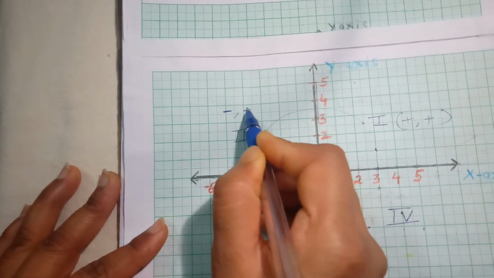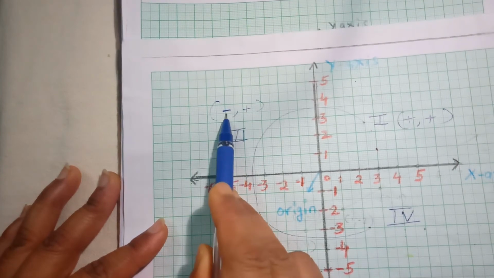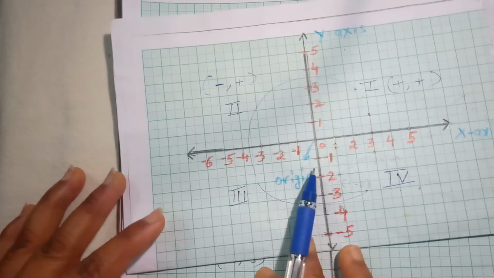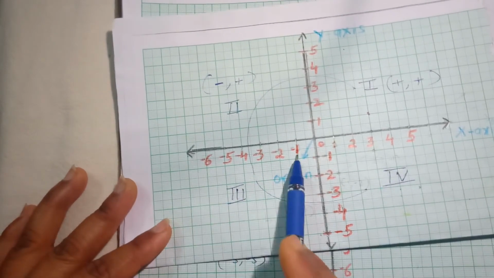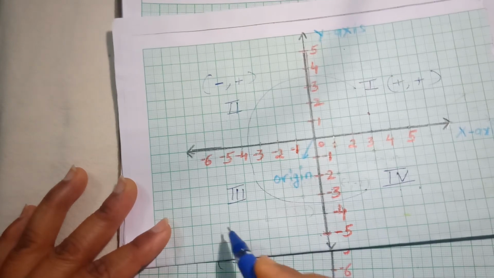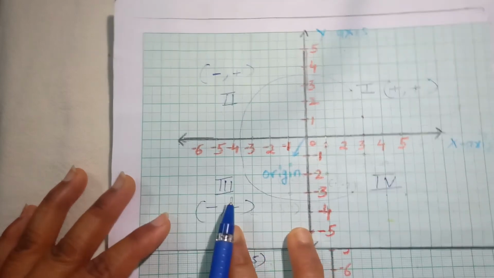So here we plot the point in negative and positive sign. In the third quadrant, the value of x is in negative sign and the value of y is also in negative sign. So here we plot the point minus, minus.